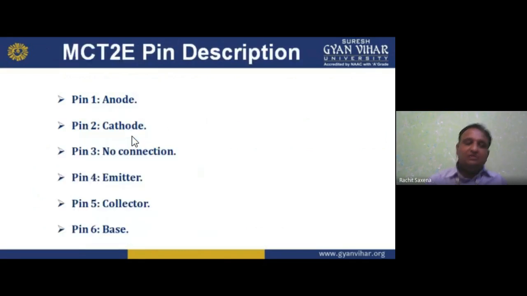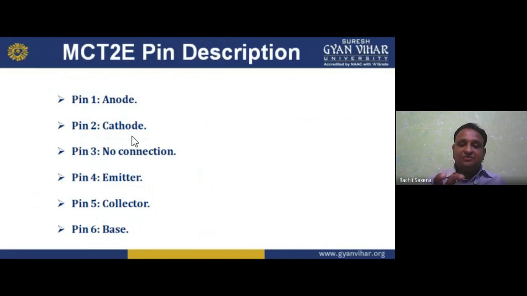Like we have in a diode, we have an anode and a cathode. So the anode is at pin 1 and the cathode is at pin number 2. Pin number 3 is no connection, no internal connection. Pin number 4 is the emitter connection of that phototransistor, pin number 5 is the collector connection, and pin 6 is for the base. Because we have a transistor, and a transistor has base, emitter and collector: three terminals, three legs.